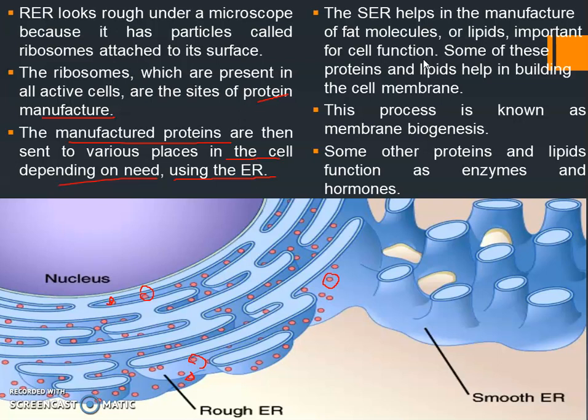Okay, when a plasma membrane is using the proteins and lipids which are manufactured by the endoplasmic reticulum, we are calling that process membrane biogenesis.